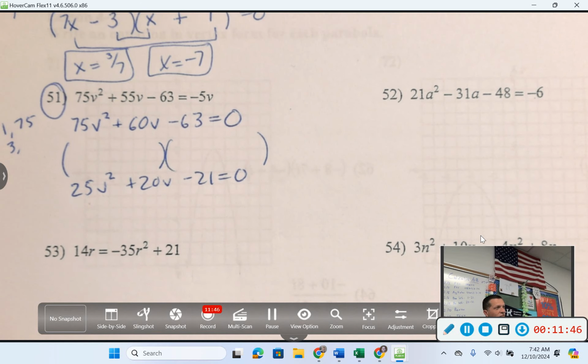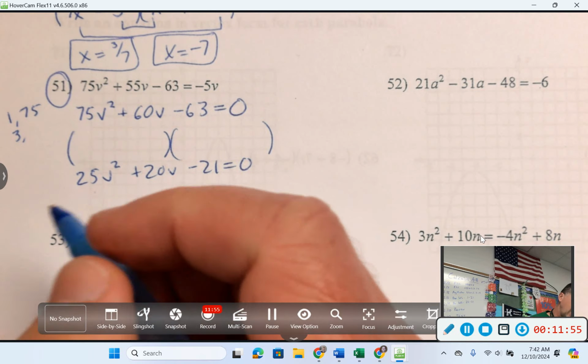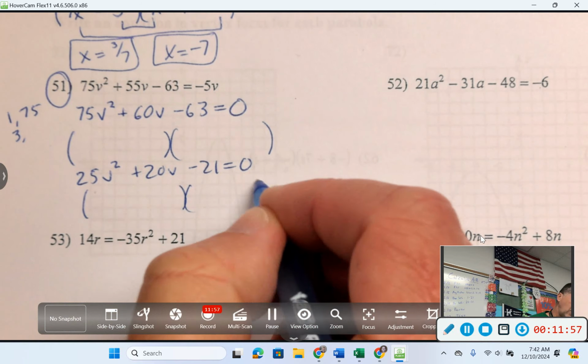So it still works. If you don't take the 3 out, it still factors. It's just worse. You still get the same answers, but yuck. Okay, this should be easier.